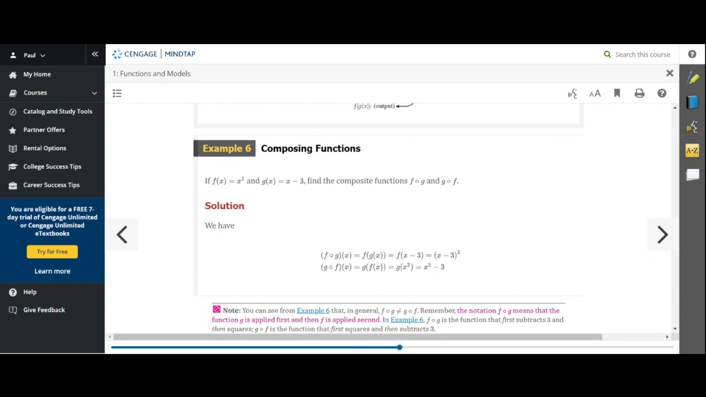And then example 7, they also have another example. Are there any questions on example 6? All right, very good. Well, then let us proceed on to example 7 here.